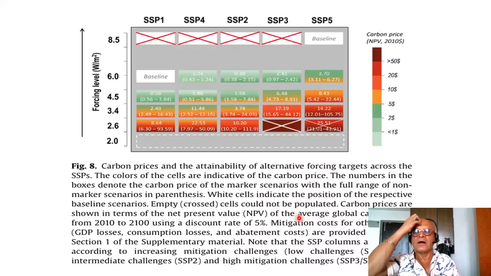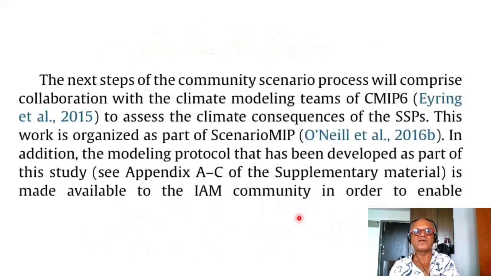Okay, coming closer, let's read off a couple of paragraphs from the conclusion. Conclusion is rather long with discussion. I won't read the whole thing. You should definitely read it if you're interested. The next steps of the community scenario process will comprise collaborations with the climate modeling teams of CMIP 6, so that there were iterations, so this was already done, to assess the climate consequences of the SSPs, partly done.